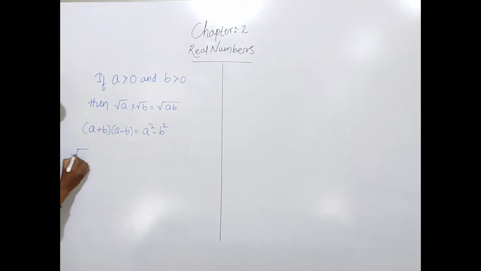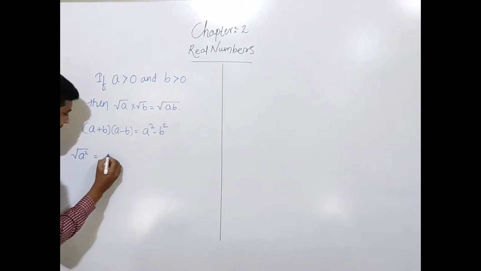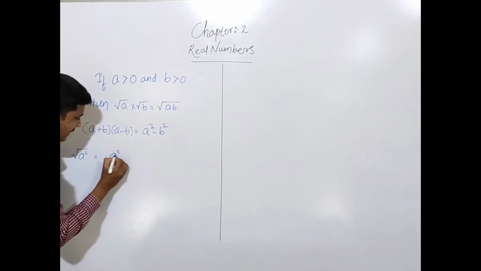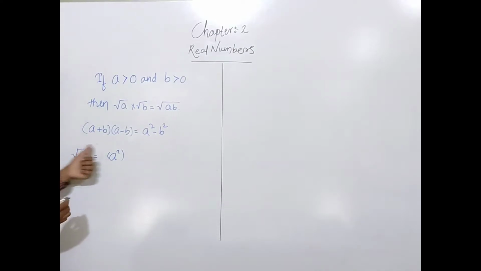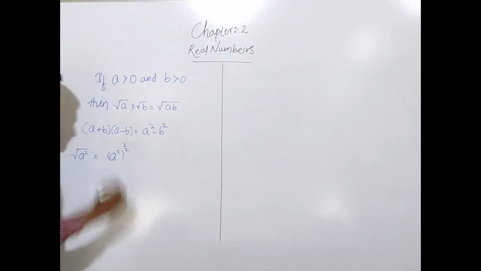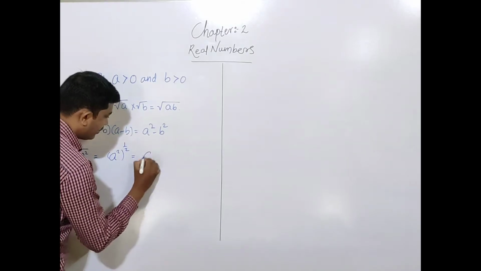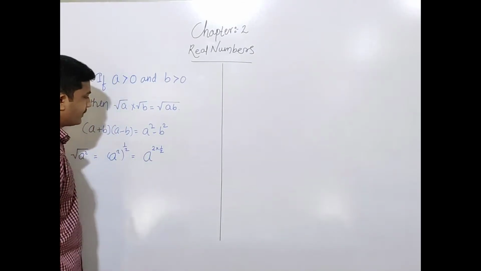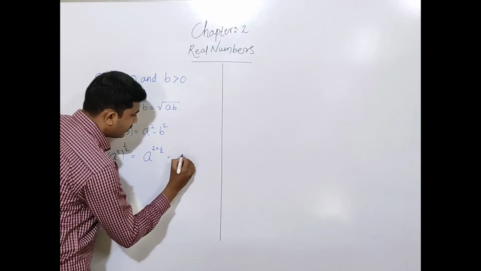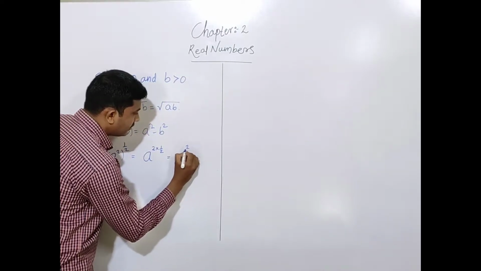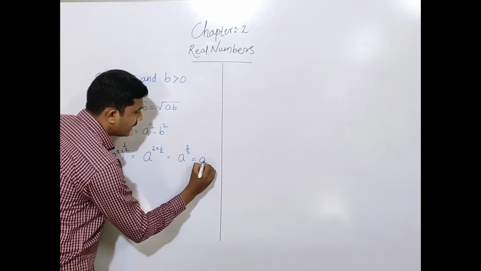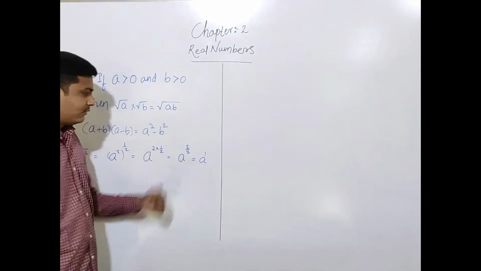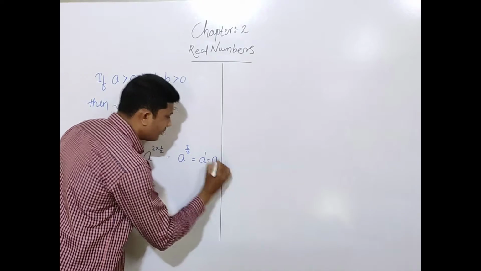First of all, if we have taken a square, the square root of a square can be written as a square to the power 1 upon 2, which is equal to a to the power 2 into 1 upon 2, which will be equal to a to the power 2 upon 2, which is equal to a to the power 1, which is simply a.